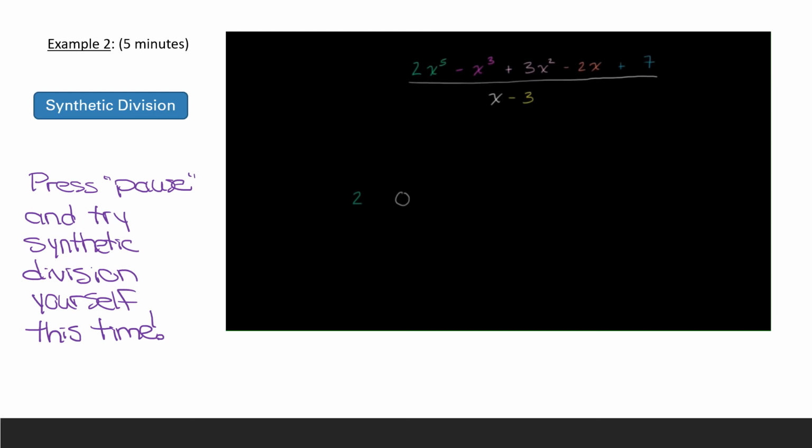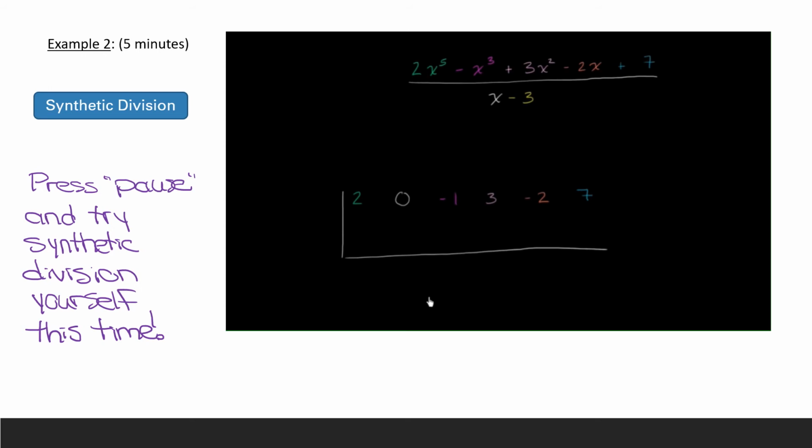And then I have a negative 1 times x to the 3rd, and then I have a positive 3 times x squared, negative 2 times x, and then I have a constant term or 0 degree term of 7. I just have a positive 7. And now let me just draw my little funky synthetic division operator looking symbol.